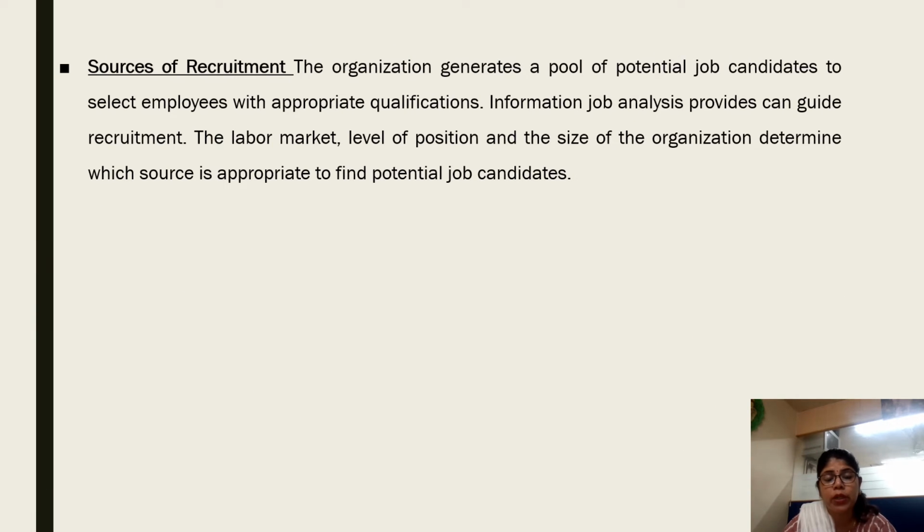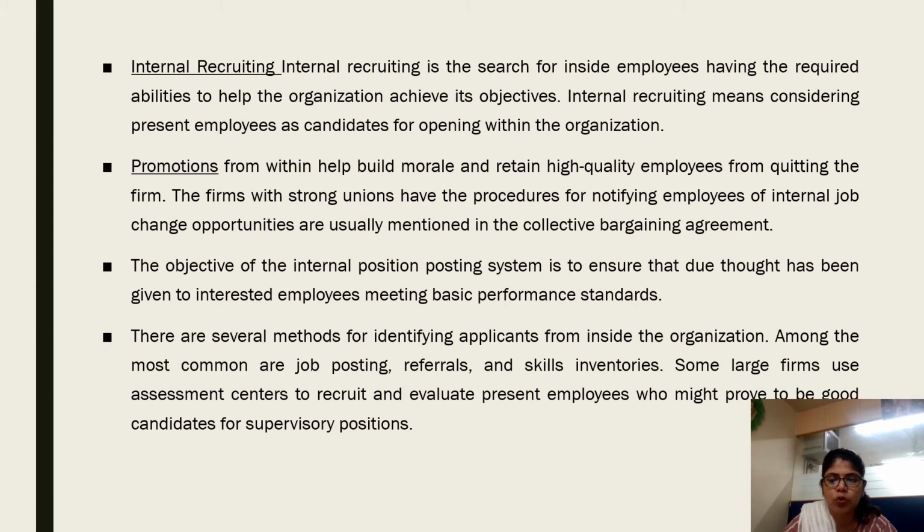And then we move to the next step, that is the sources. For the recruitment process, we have two sources: internal recruitment, from within the organization, and external recruitment, that is from outside the organization. Internal recruitment is a search for inside employees having the required abilities to help the organization achieve its objective.